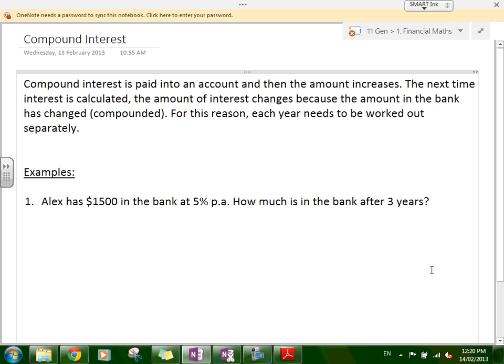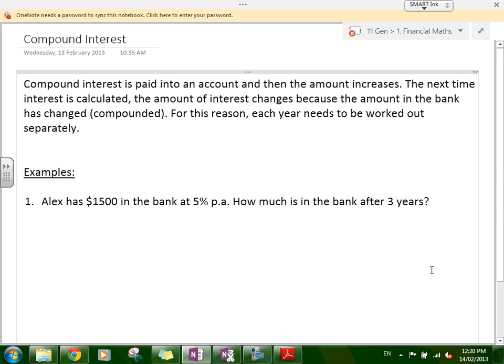It actually increases exponentially, so the longer it's in there, each time there'll be more interest, because the amount that you're basing it on is getting bigger. Okay, so that's the idea of compound. It's compounded. It's increased. It's added onto over and over again. So for this reason, you need to work out each year separately. There's a formula for this, but the formula does what we're about to do in a way that we just need to understand what's going on, which will be helpful.